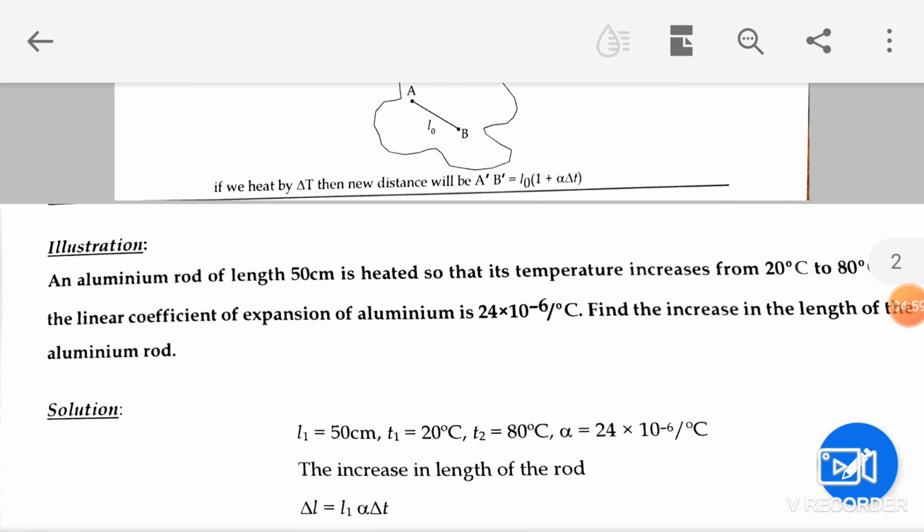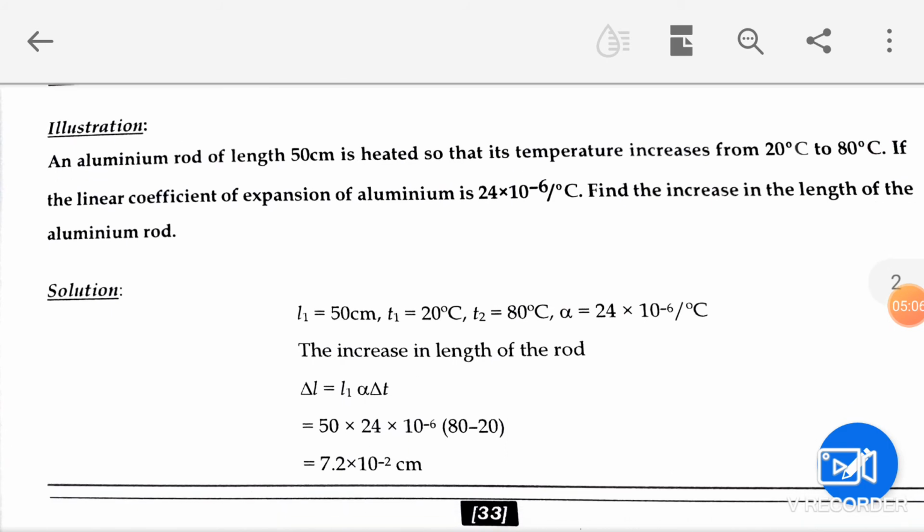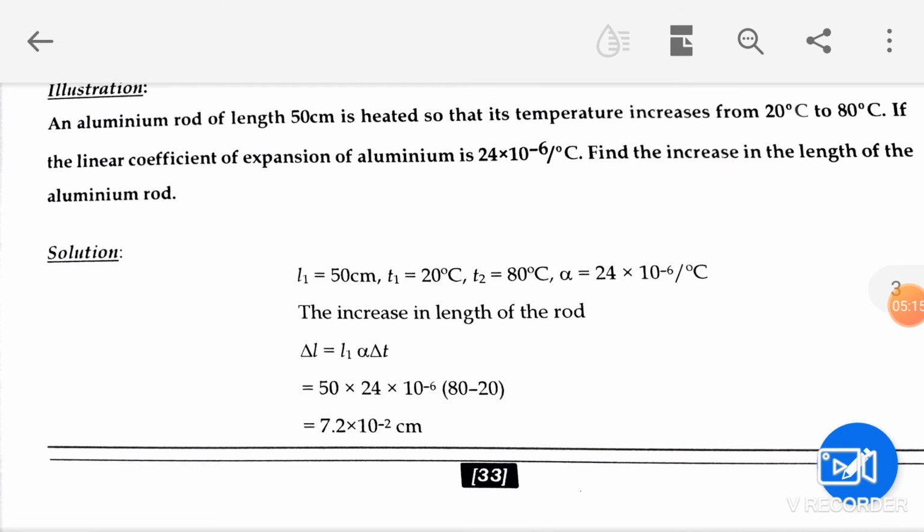Now, the first illustration: an aluminum rod of length 50 centimeter. L is given as 50 centimeter. It is heated so that the temperature increases from 20 to 80 degrees centigrade. That means delta T is 80 minus 20, that is 60 degrees centigrade, the change in temperature. The linear coefficient of expansion of aluminum is 24 into 10 to the power minus 6 per degree centigrade. This is alpha. We have to find the increase in the length of the aluminum rod.